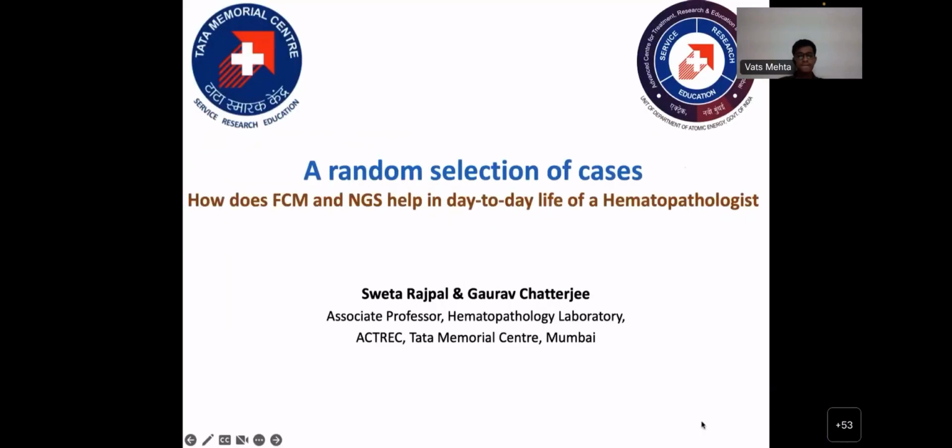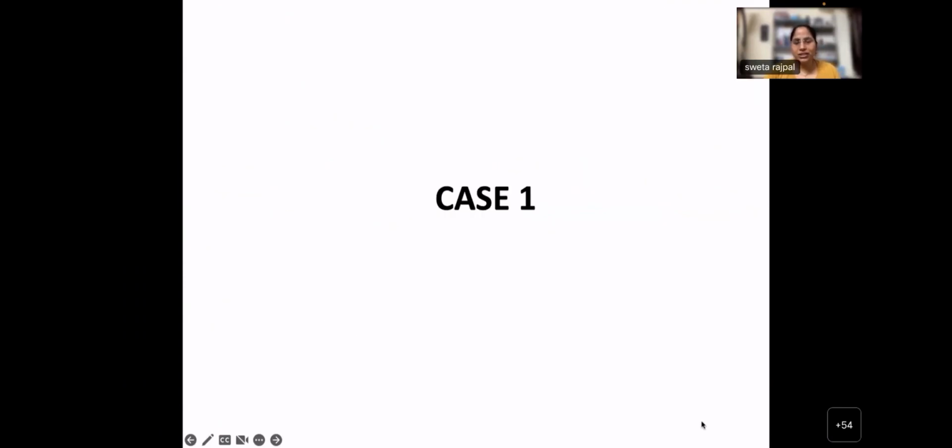I welcome you all to this session. I would like to give a disclaimer that these are slightly tougher cases that we have chosen today, so that we can give an example of how flow and molecular methods are helping us in diagnosis. So please feel free to ask any questions you have, and enjoy the session.